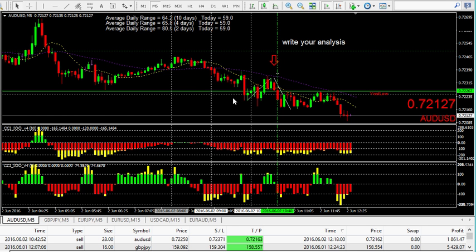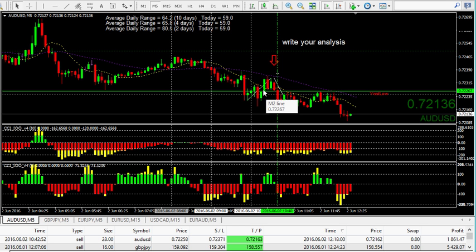Basically, I wanted to be waiting for the valid setup, as we always talk about: the pullback to the overbought area, the 100 level on this CCI, and then enter the trade when the 80 CCI drops, in other words prints a bigger bar.